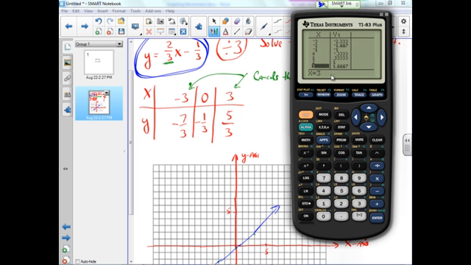Okay? You will use this calculator extensively this semester. It will be your friend. Seriously, it will. Okay?